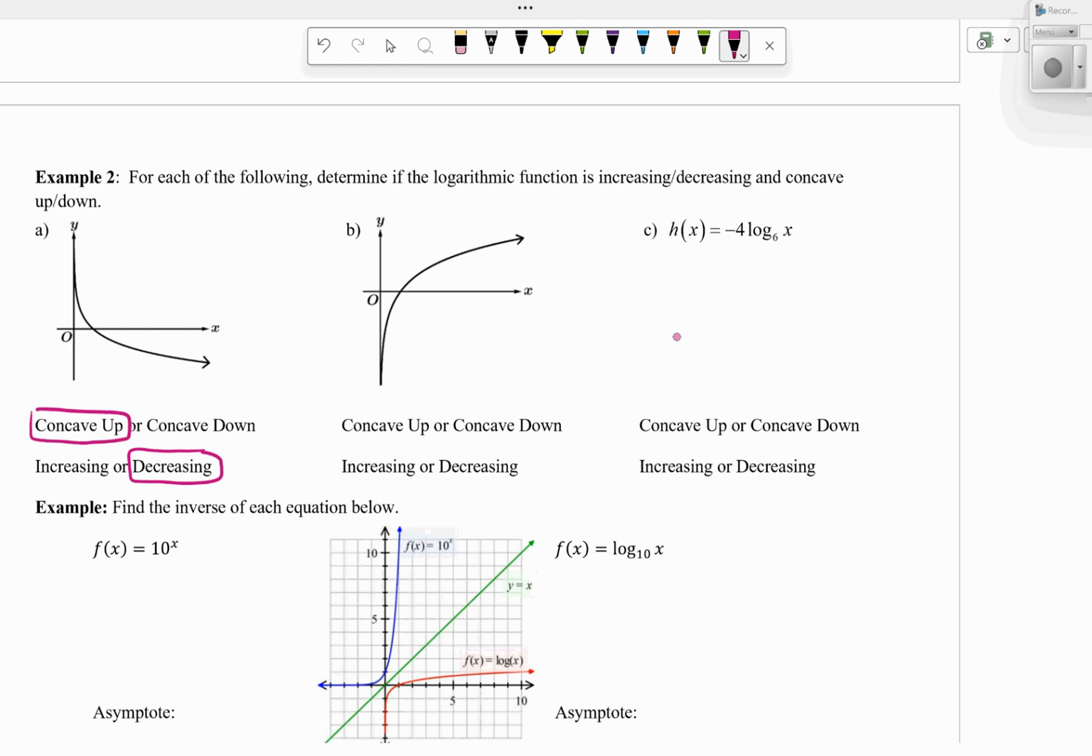For the next one, the curve's bending downward, so concave down, and our y values are increasing from left to right, so this would be increasing. And then the next one, we have to think about our transformations.